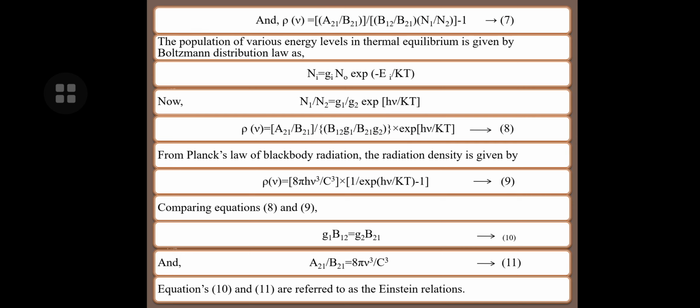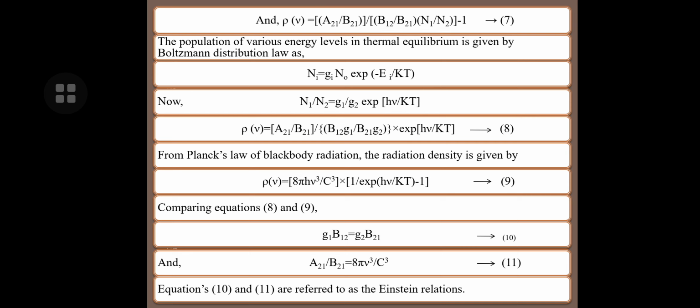Substitute the N1 by N2 value in equation 7, then we get rho v equals A21 by B21, divided by (B12 G1 by B21 G2 into e to the power of h nu by kT minus 1). This is the energy density. From Planck's black body radiation, the radiation density is rho v equals 8 pi h nu cubed by c cubed into 1 by (e to the power of h nu by kT minus 1). These two, equations 8 and 9, both give the energy density only.